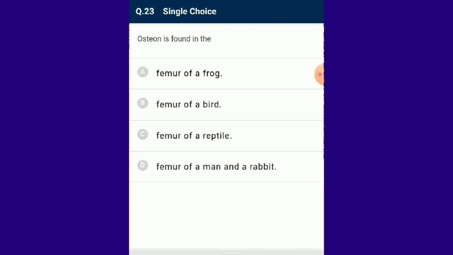Haversian canals are the longitudinal canals which are arranged parallel to the long axis of bone. In these canals, blood capillaries and nerve fibers are present. The Haversian canals are interconnected by Volkmann's canals. The matrix of bone is synthesized in the form of layers. These layers of matrix are called lamellae. So the answer for this question is option D, femur of man and rabbit.